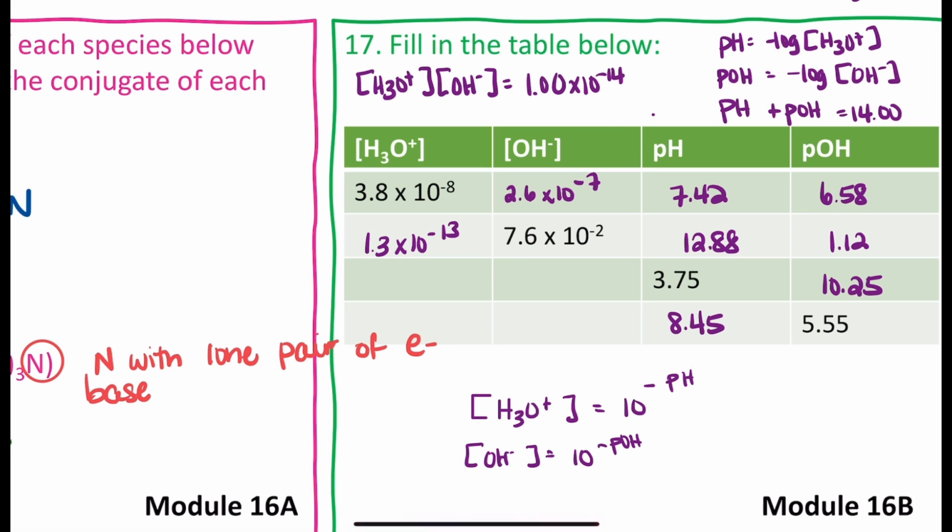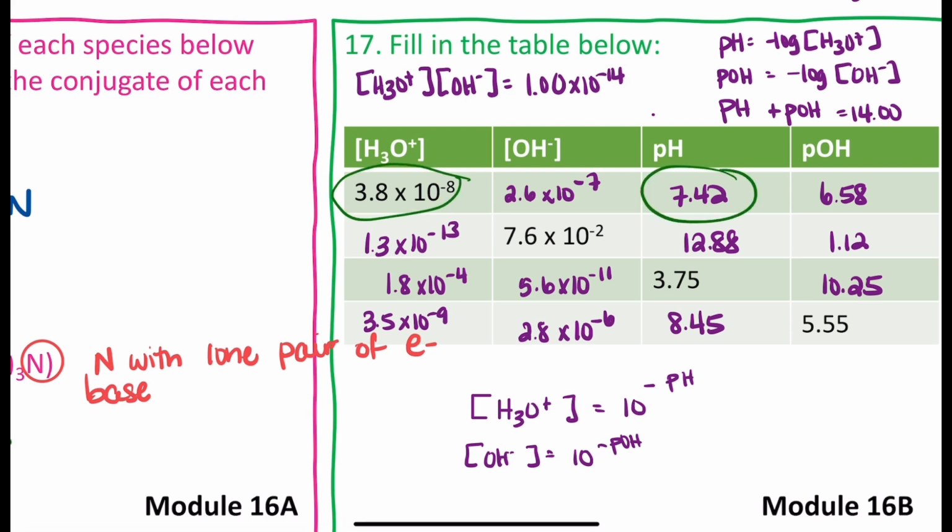And then the last two here, my third row, this is 1.8 times 10 to the negative 4, and 5.6 times 10 to the negative 11. I kind of expected that. I'll talk about that in just a sec. And then here, 3.5 times 10 to the negative 9, 2.8 times 10 to the negative 6. So again, pH is a measure of how many protons I have in solution. This is near neutral. It's a little basic, meaning there's more hydroxide than hydronium, but near neutral. And these are similar. Still more hydroxide than I have of hydronium, but still near neutral.